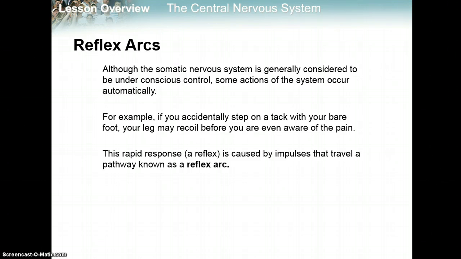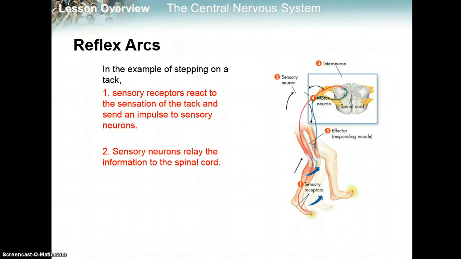Although the somatic nervous system is generally considered to be under conscious control, some actions of the system occur automatically. For example, if you accidentally step on a tack with your bare foot, your leg may recoil before you're even aware of the pain. This rapid response, known as a reflex, is caused by impulses that travel a pathway known as the reflex arc. These steps are going to be good to know for the test.